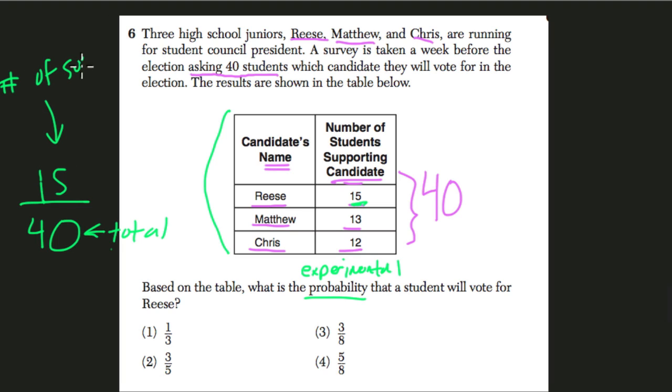It's the number of successes, which depends on what you're looking for, but in this case, success means, okay, Reese was chosen, is 15 out of 40. And if we reduce that fraction, what do we get? Well, 5 goes into 15 3 times, goes into 40 8 times. So the answer here is 3 out of 8.